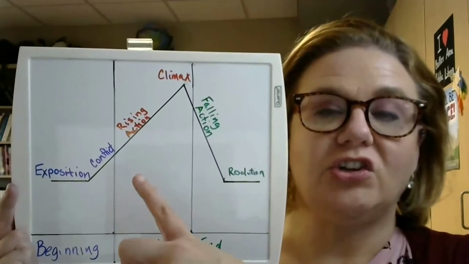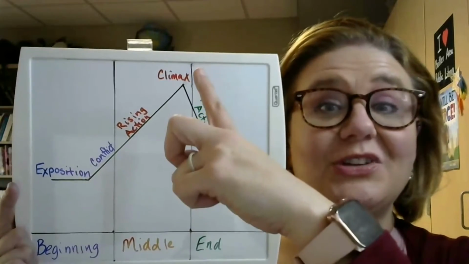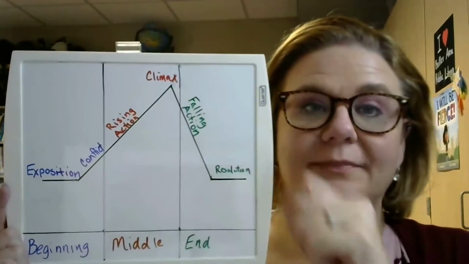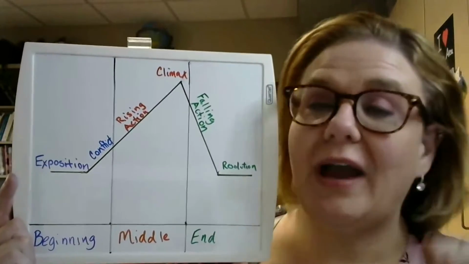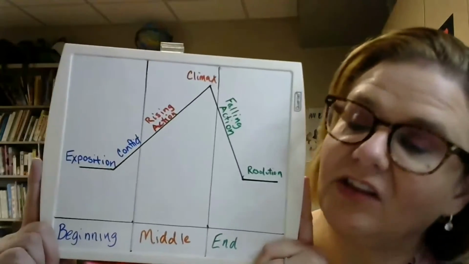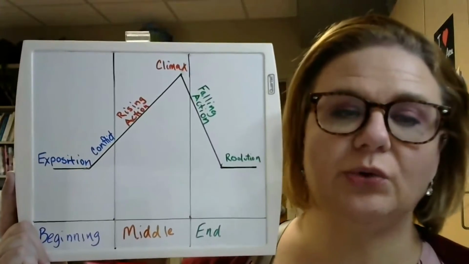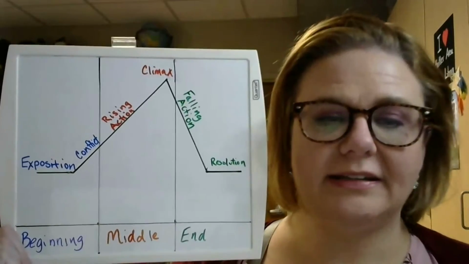Sometimes the rising action goes up and then drops down a little bit and then continues going up and drops down a little bit. So there might be several smaller peaks on the way up to the climax at the very top. So let's take a look at this diagram with a specific story in mind. Let's think about the story of the three little pigs.